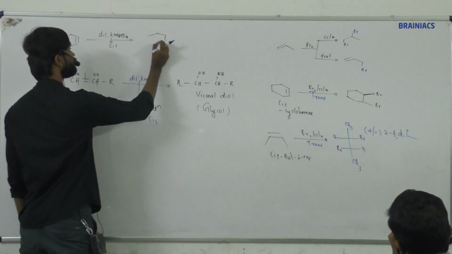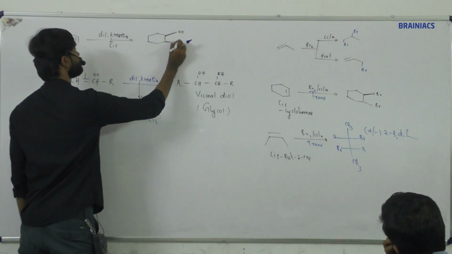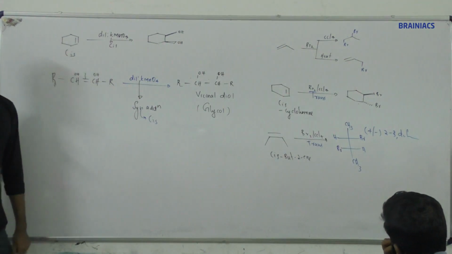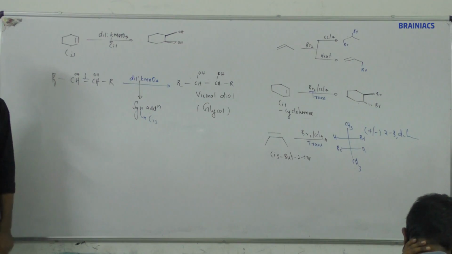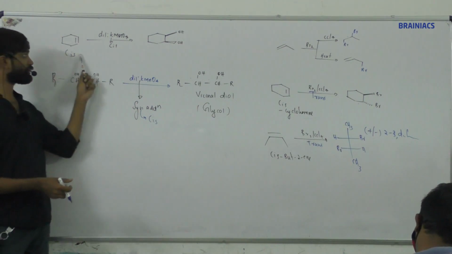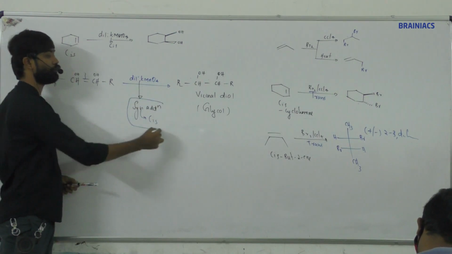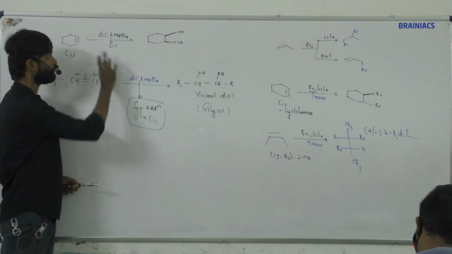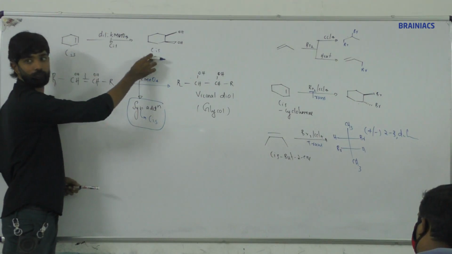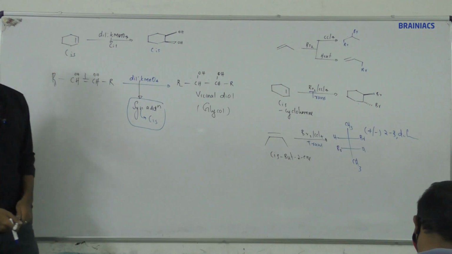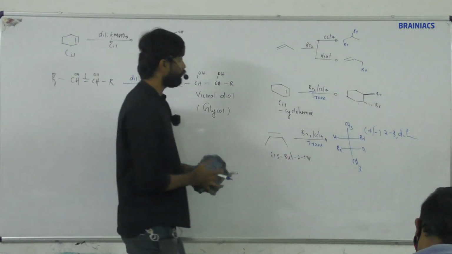Cis means the OH groups are in the same plane, either both dash or both wedge. Here also you can define the stereo. The very same concept: cis plus cis forms cis. So you just have to know the stereo of the process here. The mechanism is a different matter. Wait, I'll give you another example.